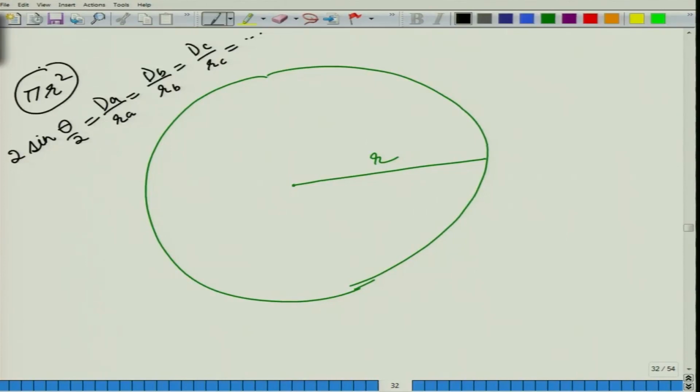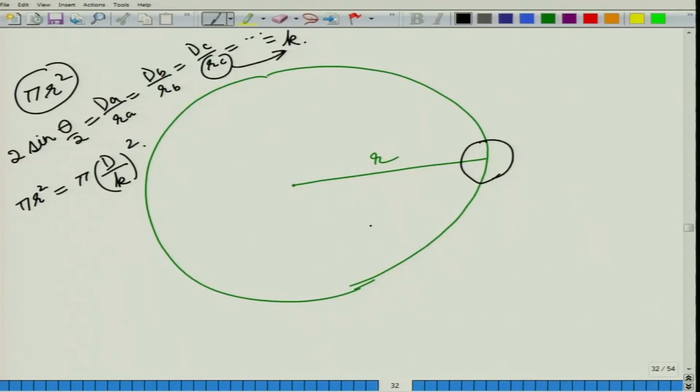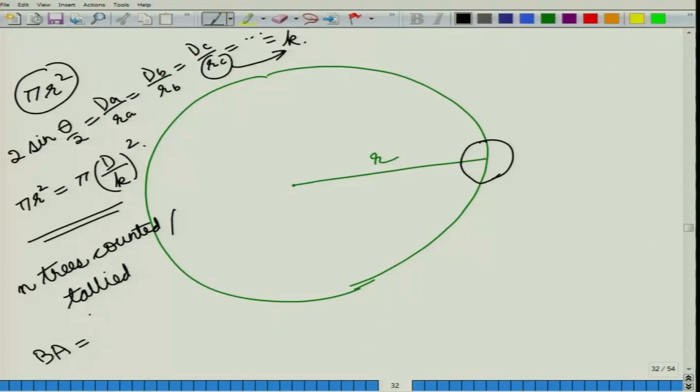Now, in the area of pi r square, let us call this ratio to be k. So, if we consider the area of the sample plot to be pi r square, it will be given by pi times, so here if you move r above, you will get d by k whole square. So, in this sample plot we are considering the farthest most tree, and in this sample plot of area pi d by k whole square, suppose n trees are tallied. So, we have n trees that are counted, or here we call it tallied. If n trees are tallied, then the basal area of the n trees is given by n times pi d by 2 whole square or pi by 4 d square.